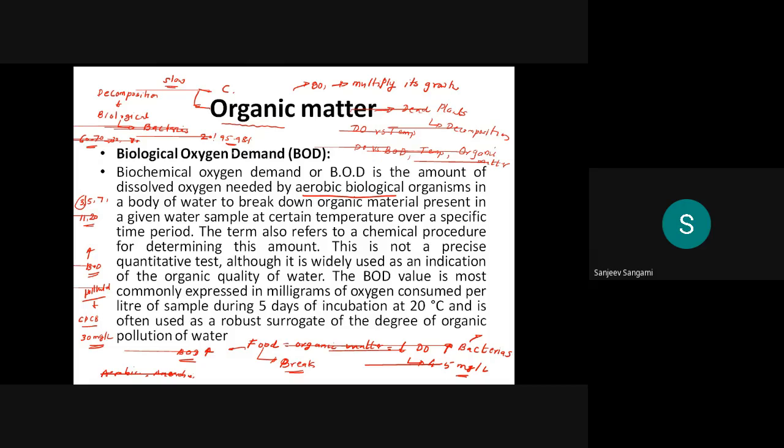First it will eat the carbonaceous organic matter. There are two types of organic matter: one is carbonaceous, and one more is nitrogenous. Within the first 1 or 2 days it will eat the carbonaceous organic matter. Carbonaceous means which consists of carbon in its food.